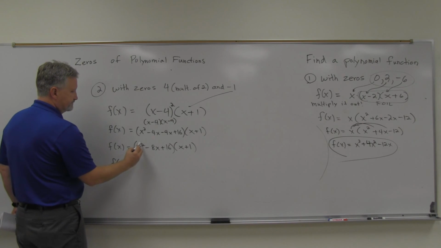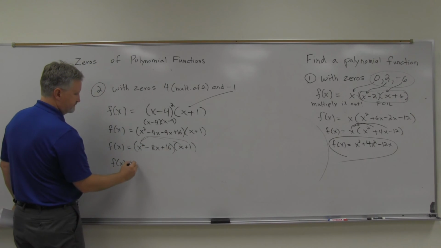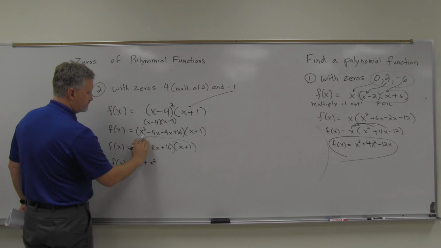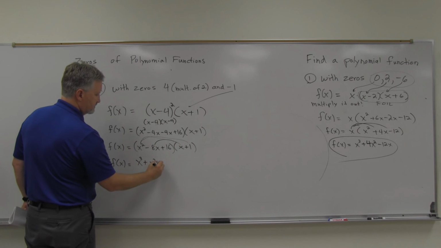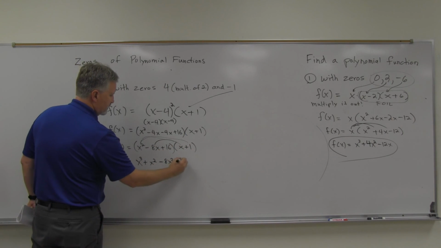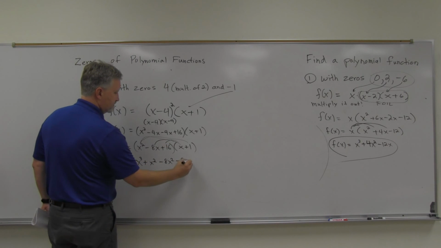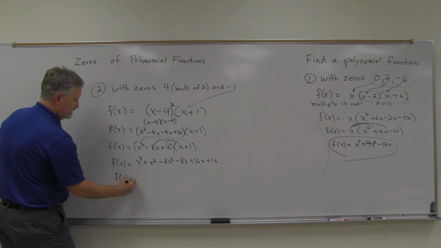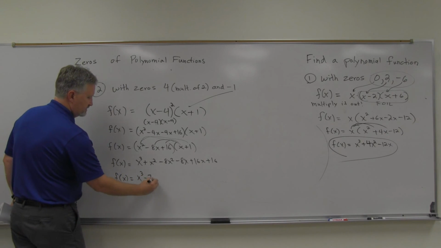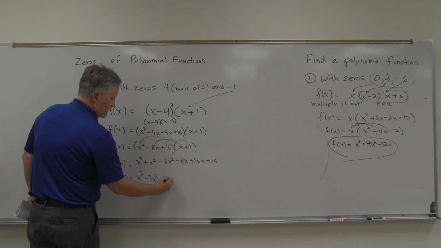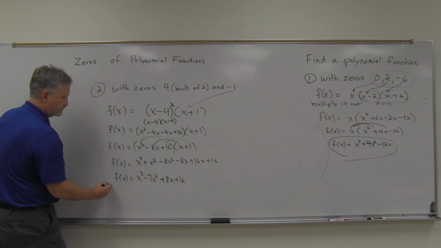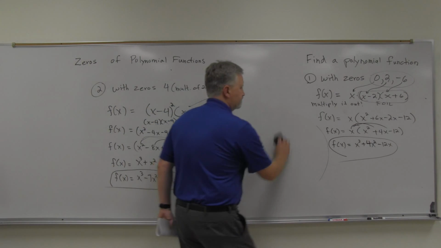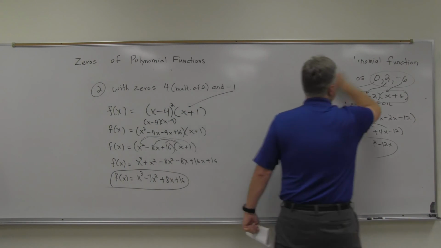The way I do it, just go ahead and multiply the x squared times the x and the 1, so it'll be x cubed plus x squared. Then do the minus 8x, so it'll be minus 8x squared minus 8x. And then do the 16, so it'll be plus 16x plus 16. And so you wind up with f of x equals x cubed minus 7x squared plus 8x plus 16. Question? Is that okay?